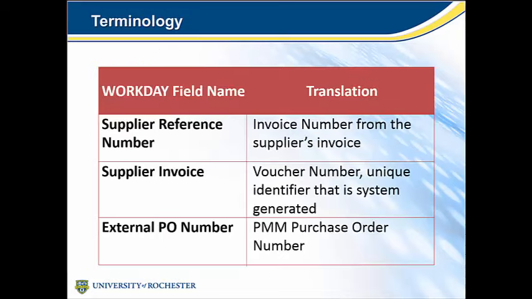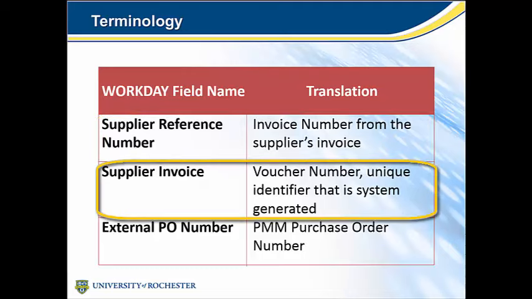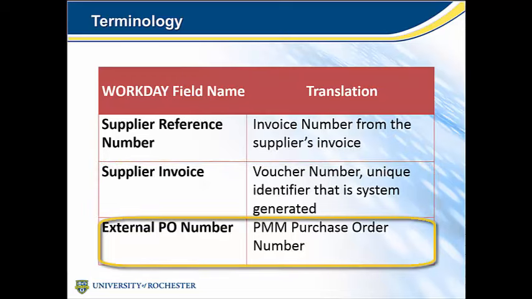Before we go any further, it will be important for you to become familiar with some of the terms that will be used in the next demonstration. The invoice number from the supplier's invoice is known as the supplier reference number. The supplier invoice is a voucher number that is a unique identifier generated by the system. And lastly, the external purchase order numbers are only used if there are Pathway Materials Management purchase order numbers.